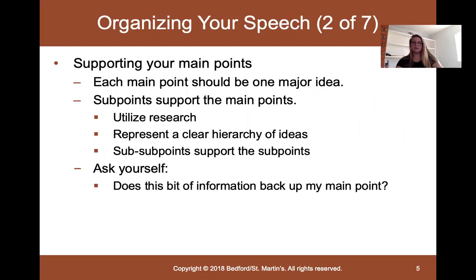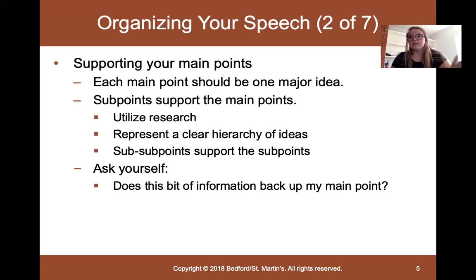Supporting your main points: each main point should be one major idea. You're going to have subpoints to support the main points, and in these subpoints you are going to utilize your research. This is where you're going to put facts, stats, and evidence. You're going to represent a clear hierarchy of ideas, and subpoints support the main points, which I will show you a photo of on the next page because that can all sound very confusing just written down. But you need to ask yourself before you add each subpoint, does this bit of information back up my main point? Is this actually supporting what you're trying to say?